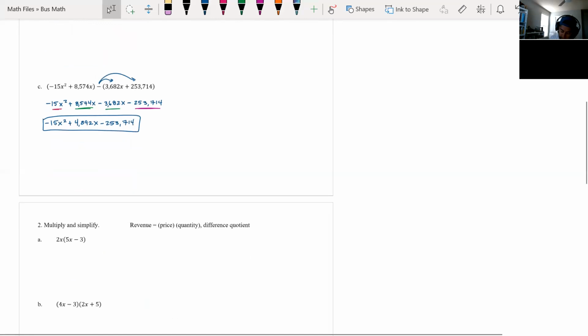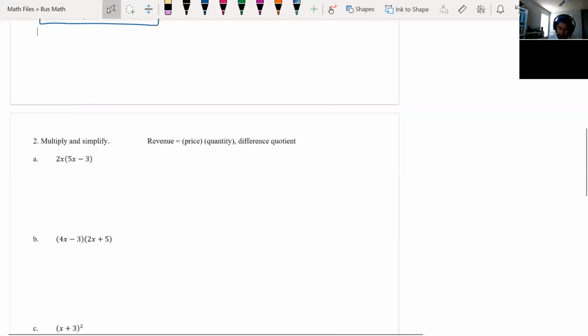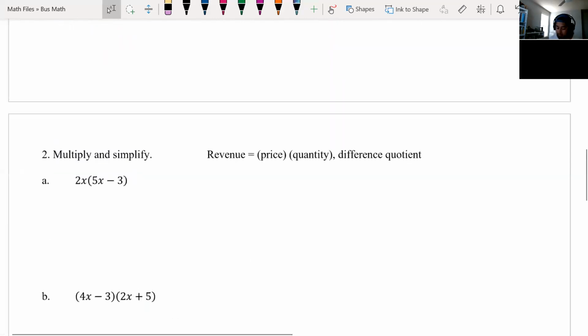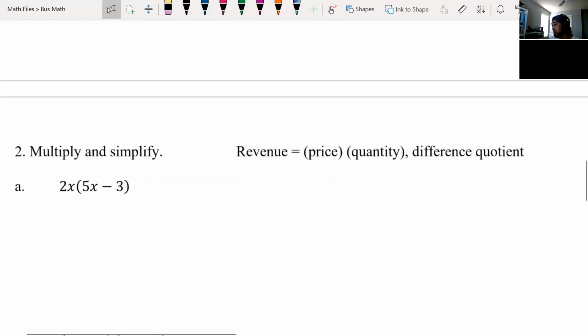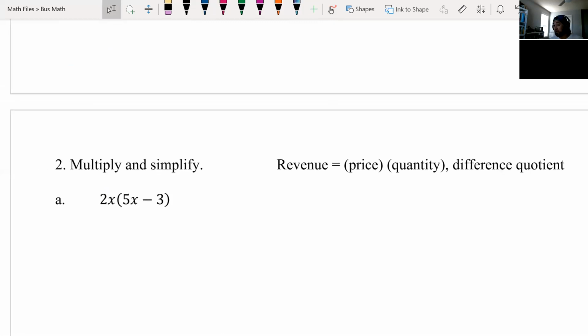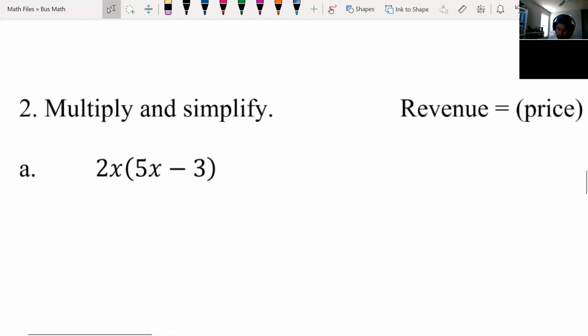All right. And now the next page is we're just multiplying polynomials together, and this will help us set up a revenue function later on. Revenue is always given by a price times a quantity. So whenever you set up a revenue function, you will be multiplying polynomials. So this page is just giving us practice in multiplying, distributing polynomials. So let's get started.